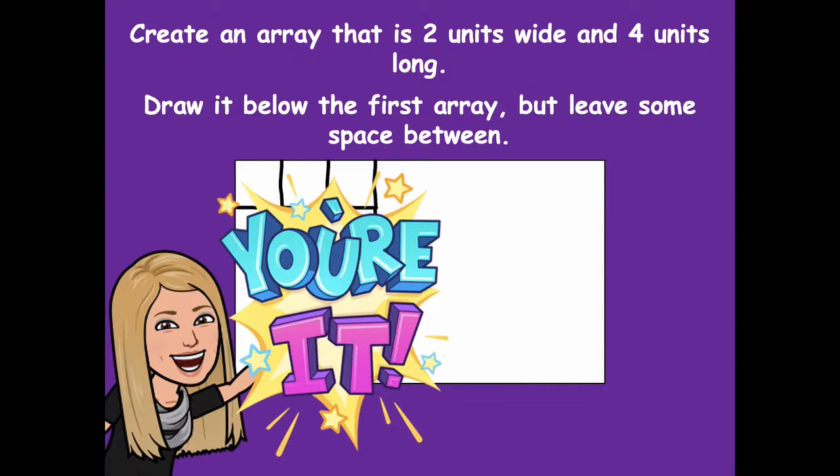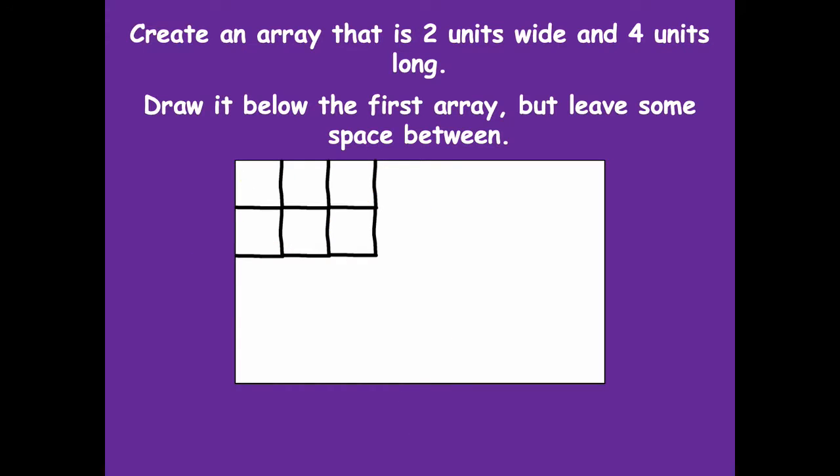Okay, so pause the video. You're drawing an array that's 2 units wide by 4 units long. Pause the video, draw, and then click play when you're ready for the next step. Remember, use that square tile to help you, but just do one of them. All right, friends, pause if you need more time. Otherwise, here we go.